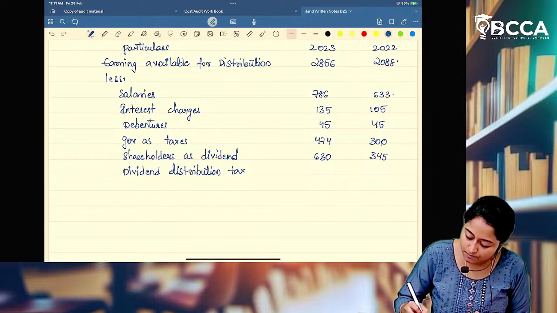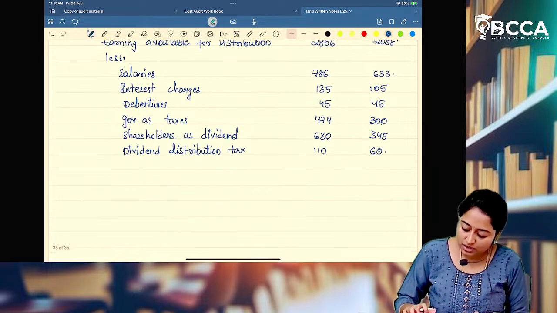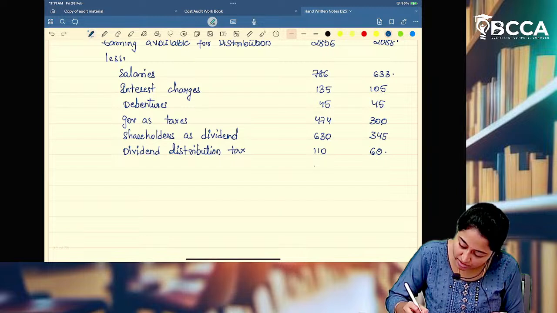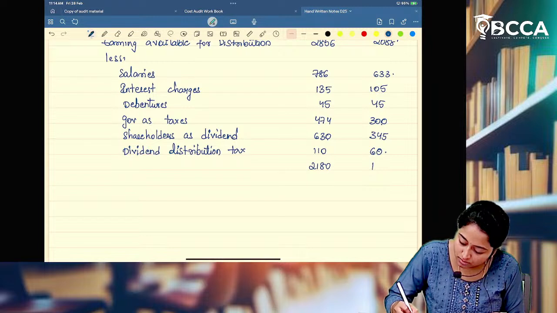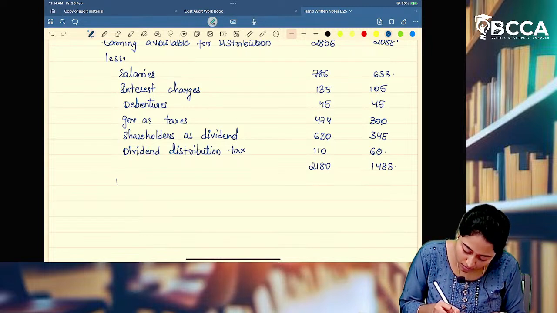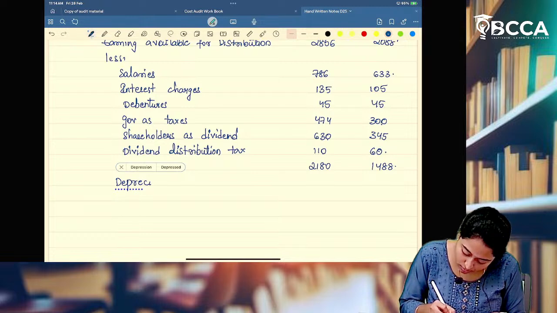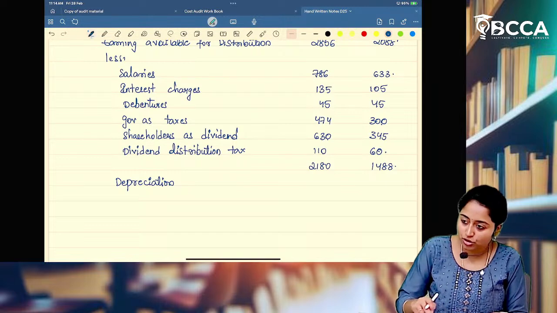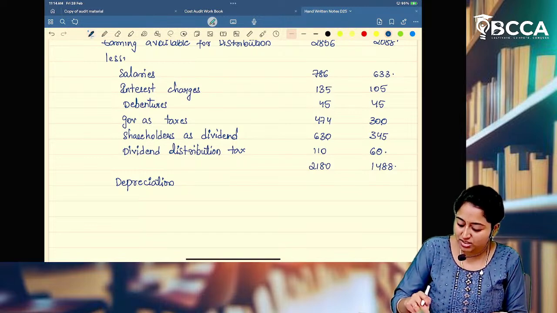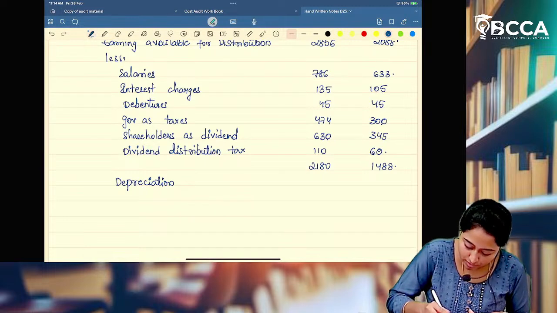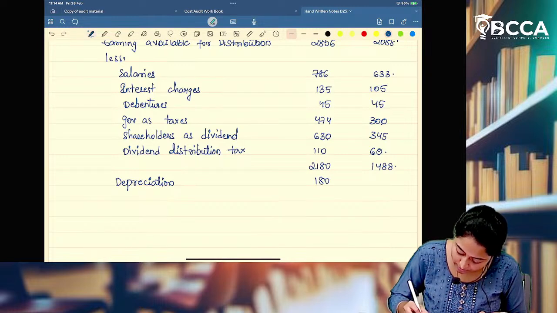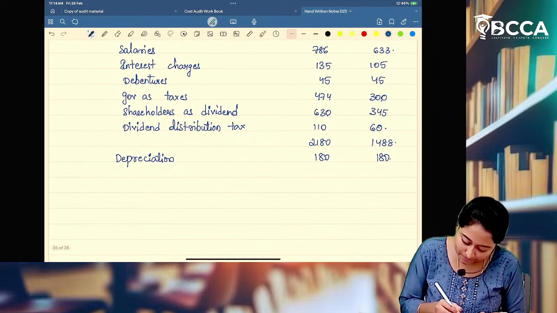How much? Now how much is the total? Here it is. Here? No. If you are reducing it, if you got this, or total of this? Total of this is 2180 and 1440. Okay. Now, depreciation gives us 180 and 180. Add this 180 and 180.